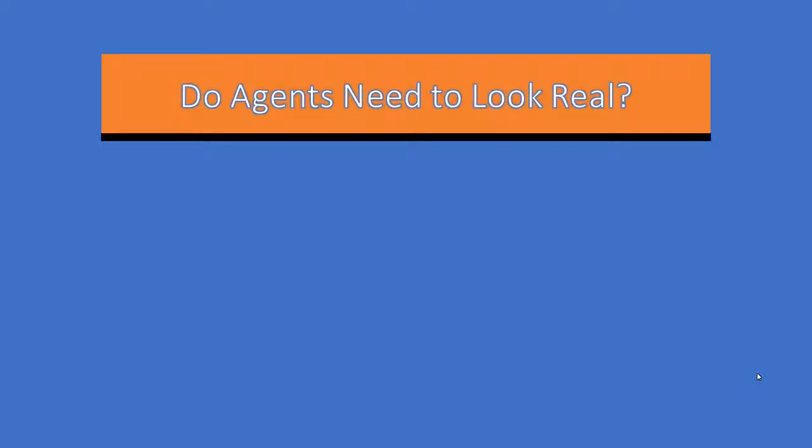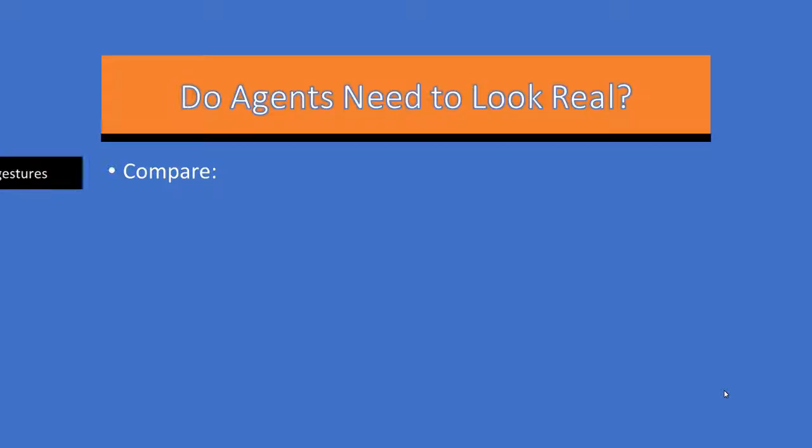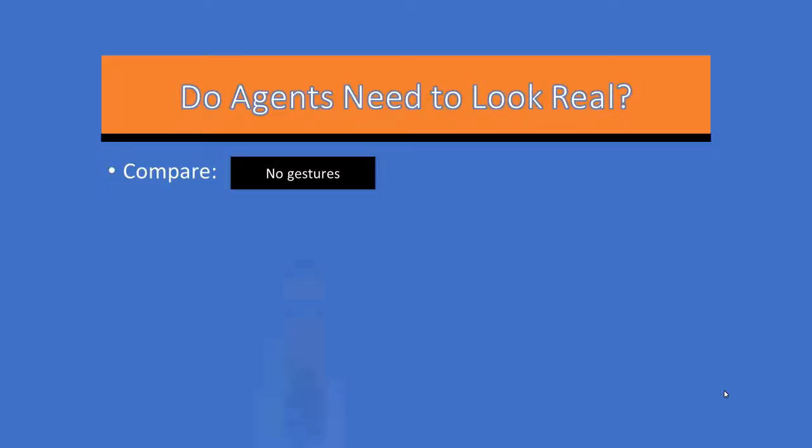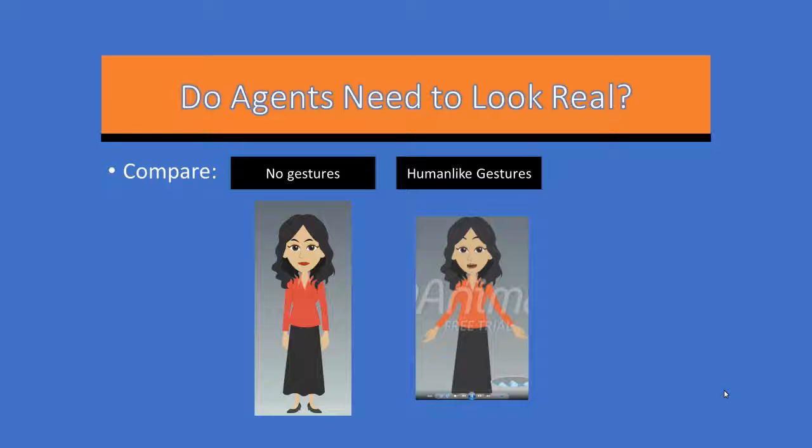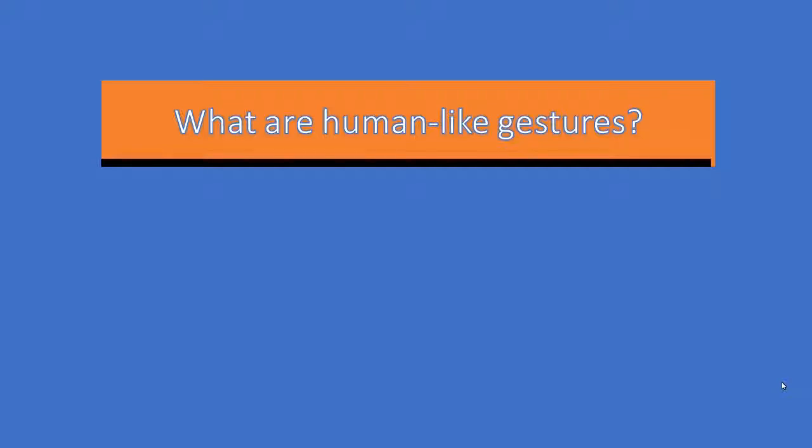So our next question is, do agents need to look real? Now let's compare which one looks better. Imagine you are taking an online class. The first instruction is provided by your instructor like this, no gestures. The second type, the instruction is provided by your instructor with the human-like gestures like this. She's saying, this chapter we will talk about blah blah blah. So, which one is better for you when the instructor giving you the direction and instruction? Now we know human-like gestures foster learning.